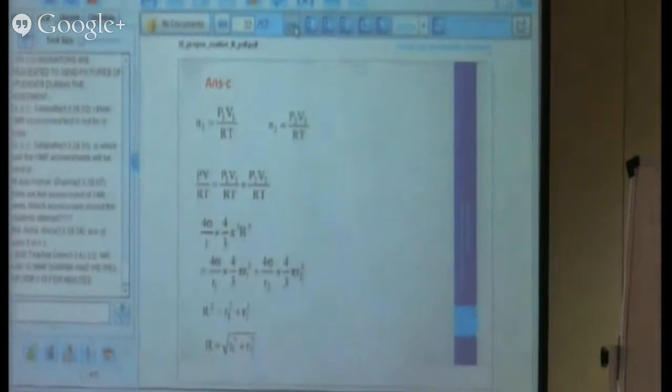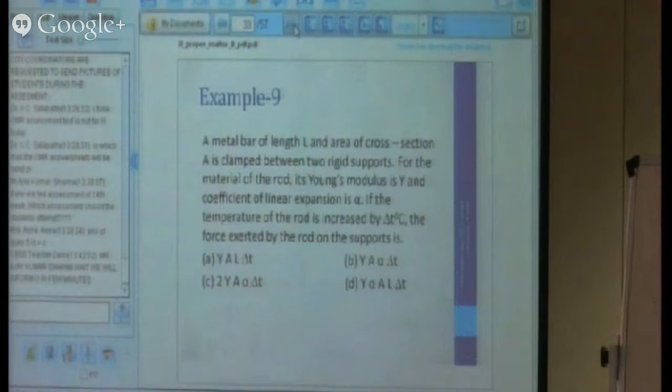This is the answer. Now, this is from the elastic properties combined with the thermal properties. This is the combination type of question.